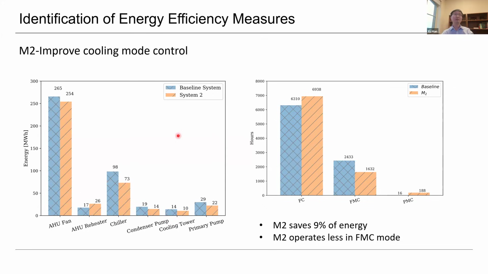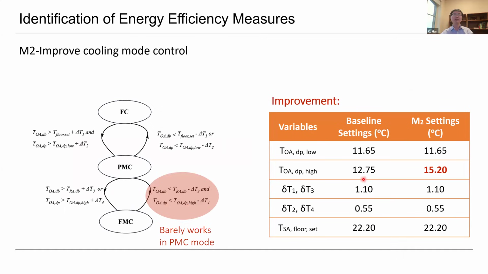And then if you look at the hours of different cooling modes, the free cooling mode and the partial mechanical cooling mode, definitely both their hours increased, right? So this is the reason why they can have this energy saving, because they took more advantage of the free cooling.